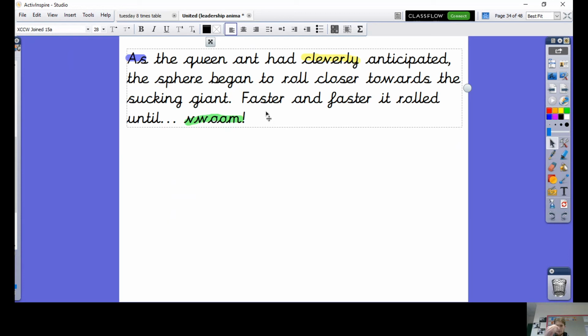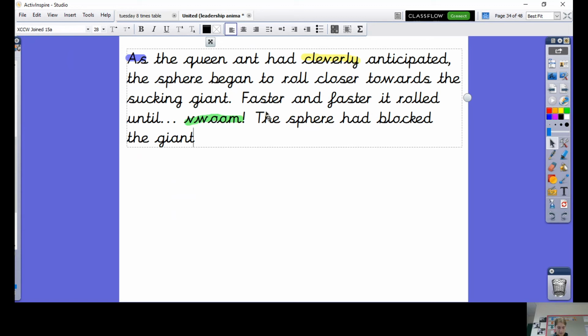Okay, so I'm going to start with the sphere. I can spell it right. The sphere had blocked the giant. I'm going to call him a giant again, just so it stays with that theme. Giant's. Remember, it's an apostrophe because the giant owns its mouth. The giant's mouth. The sphere had blocked the giant's mouth.